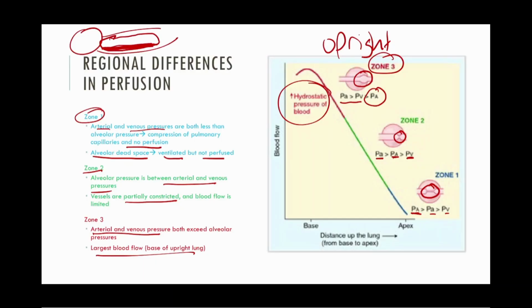So when you're upright, in all your lungs, the blood stays at the bottom. It's a bad drawing of the lungs, but you can get it. Took it away. Blood stays on the bottom. That's all.